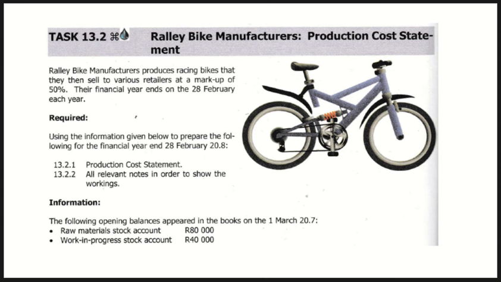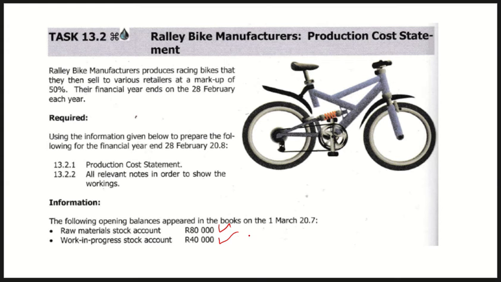Where did we say this one will be recorded again? Let's just revise. There's 80,000 rand. That's for direct materials, the balance at the beginning of the year. Perfect. Where does this one go? Work in progress. Doesn't this go in factory overheads? No. Work in process.